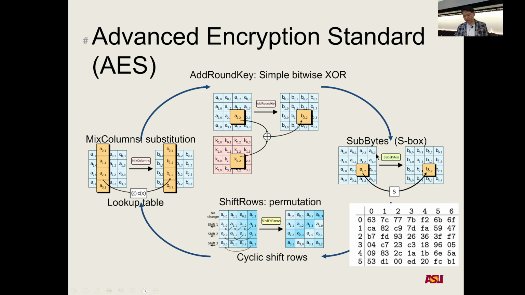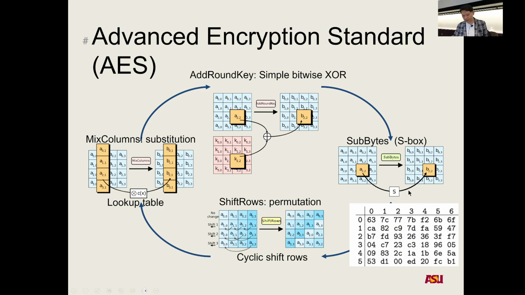The second operation is substitute bytes. This is the substitution table. So 00, this is the location, so 00 will be 63. So here, 22, the place will be the new place.